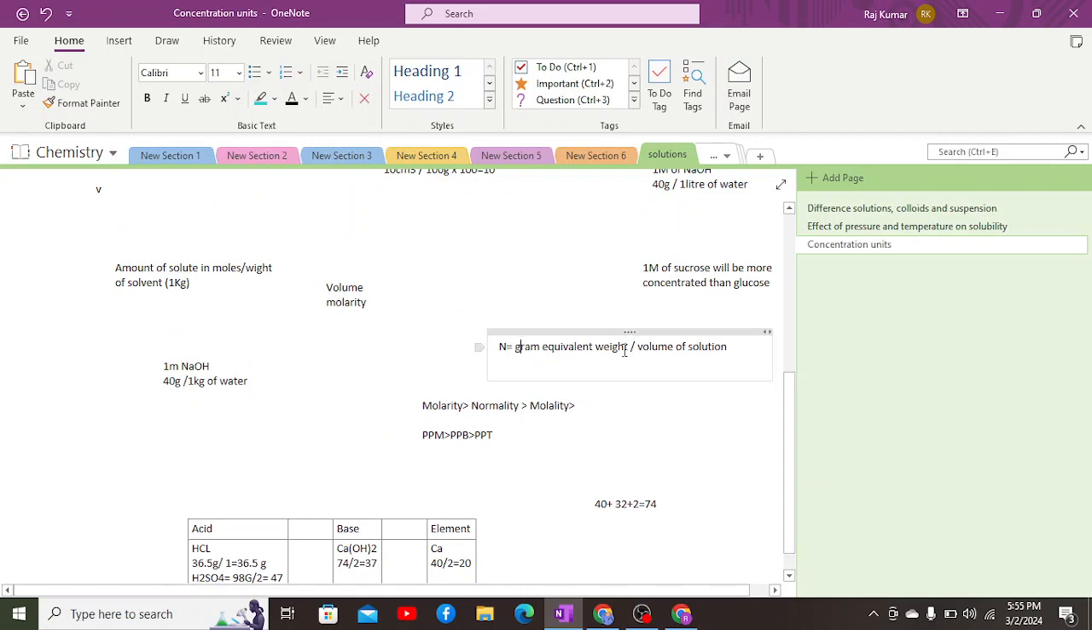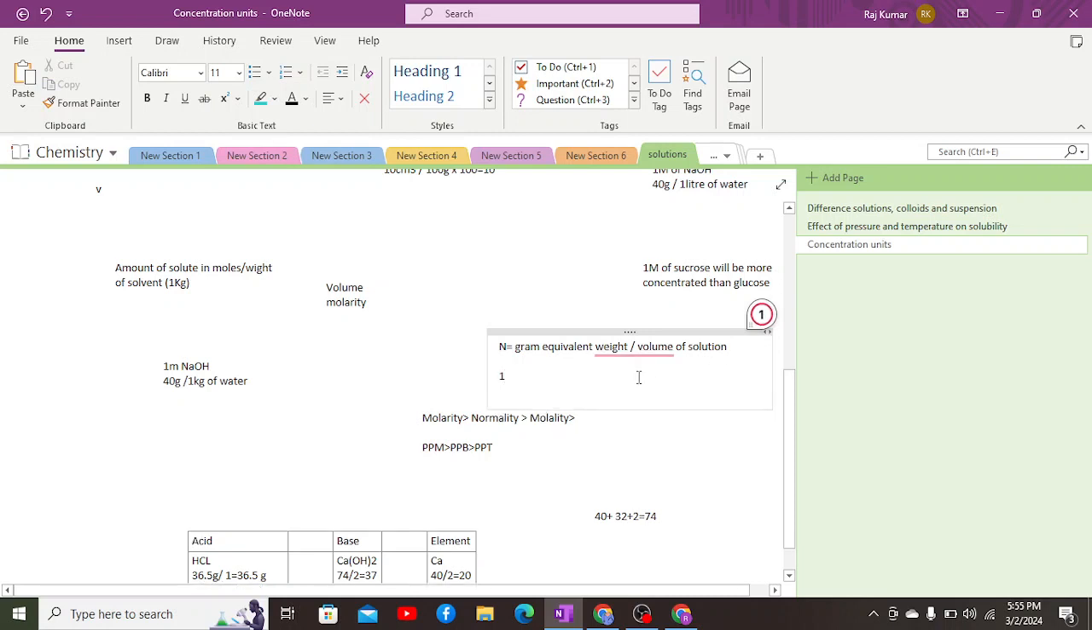Now normality is defined as gram equivalent weight divided by volume of solution. If you want to prepare a one normal solution of H2SO4, its gram equivalent weight is 49, and we divide 49 by its volume. Let's suppose we take the volume as 1 decimeter cube, right? So when you take its gram equivalent weight divided by 1 decimeter cube of volume, in that case this would be considered the one normal solution of H2SO4.